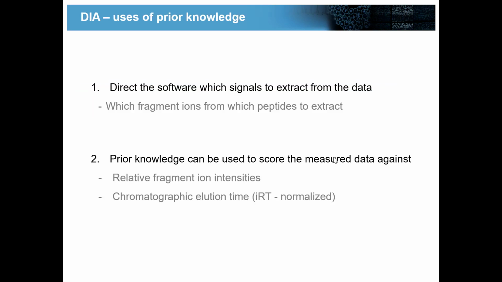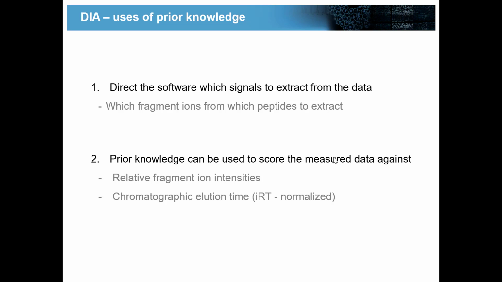So why do we care about prior knowledge? Well, the first thing you want to do is to be able to direct the software which signals to extract from the data. So which fragment ions from which peptides are likely to be the good fragment ions from the best peptides. And the second part is that the prior knowledge can also be used to score the measured data against.